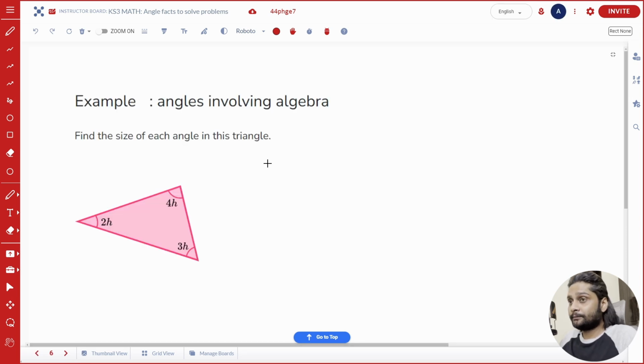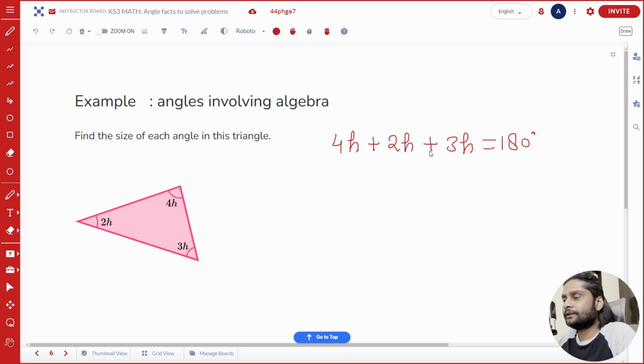Let's take one more example, students, where we are given some algebraic terms within the angles. We are not given actual figures, but we can still get each angle if we apply the same angle sum theorem. The idea is all three angles should add up to 180 degrees. So we are sticking to the same concept, and let us now just put the values into the expression.